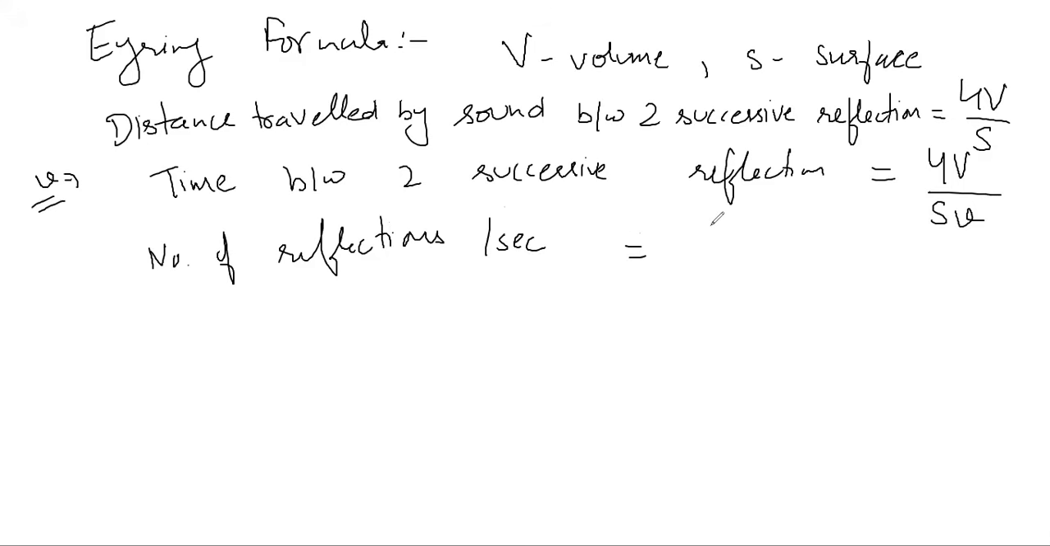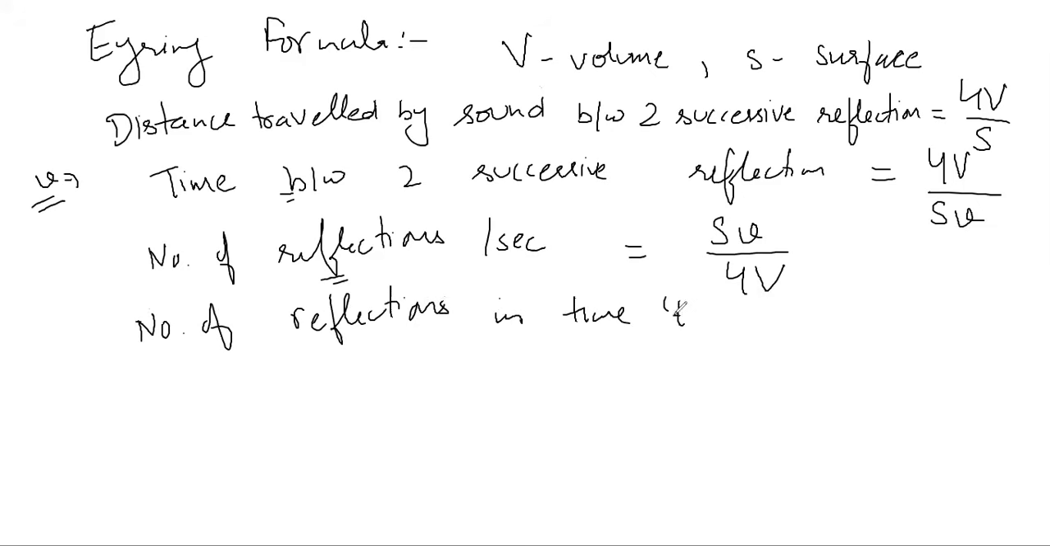That would be the inverse of this, which would be basically SV upon 4V, right? Because this is basically your frequency and this was your time between any two successive reflections. Now, these are number of reflections in 1 second. Now, the number of reflections in time t would be simply SVT upon 4 times V. These many number of reflections are going to happen in time t.